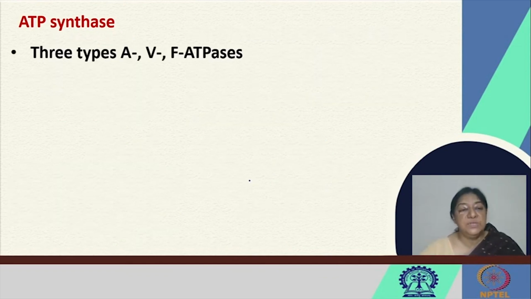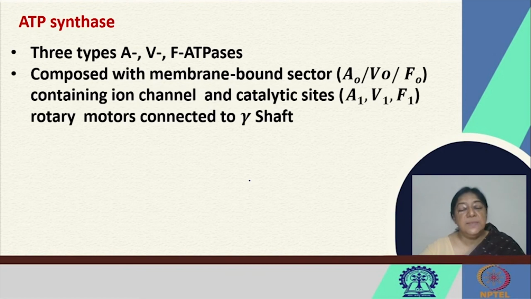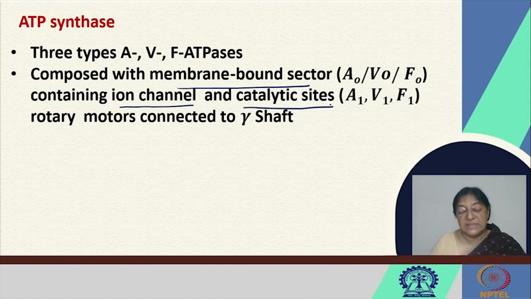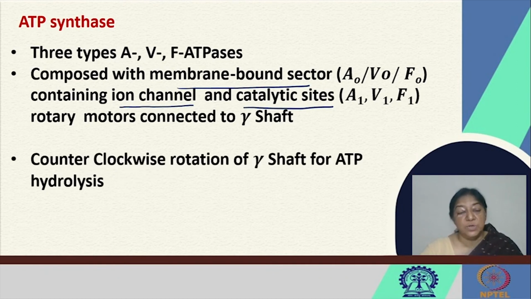If we look at the protein, there are three types, A, V, F ATPases. They are composed of membrane-bound sectors that contain an ion channel because we know there has to be the flux of protons, and specific catalytic sites, and there are rotary motors that are connected to a gamma shaft. If we look at the structure, we will see what it means.